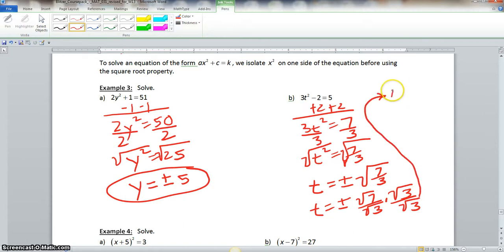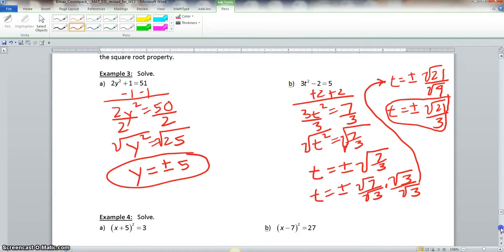So we will have t is equal to, it's still positive or negative, square root of 7 times square root of 3 is the square root of 21, all over square root of 3 times square root of 3 is the square root of 9. So we have t is equal to plus or minus the square root of 21 all over 3. And that is the final answer.